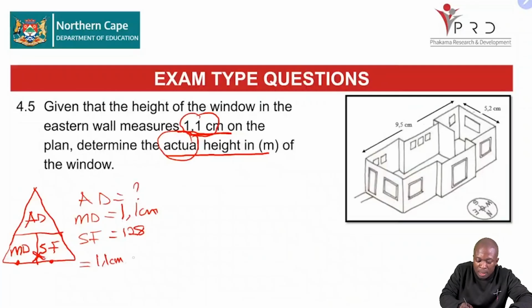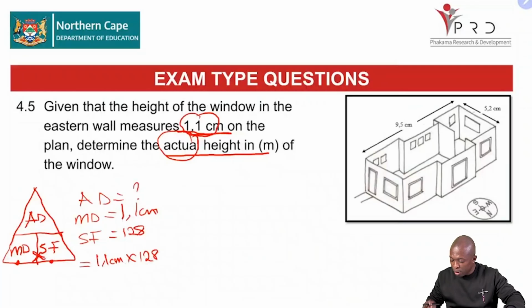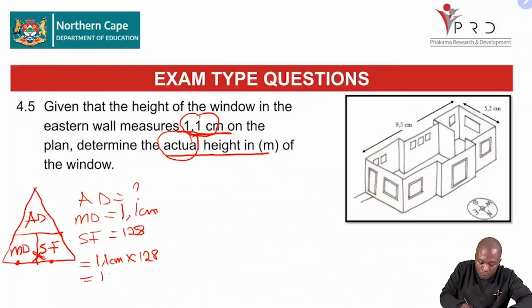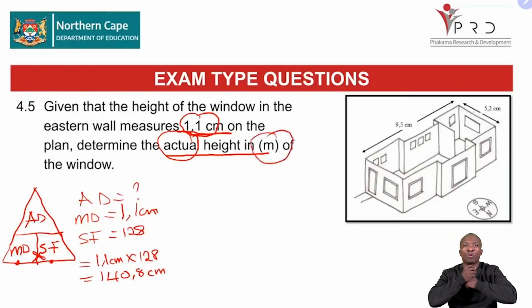1.1 centimeters times 128. You take your calculator and you press 1.1 multiplied by 128, and that will give you 140.8. Remember, it is still in centimeters. But what did the examiner want? The examiner wants the answer in meters. So what should we do then? Good, we have to convert.